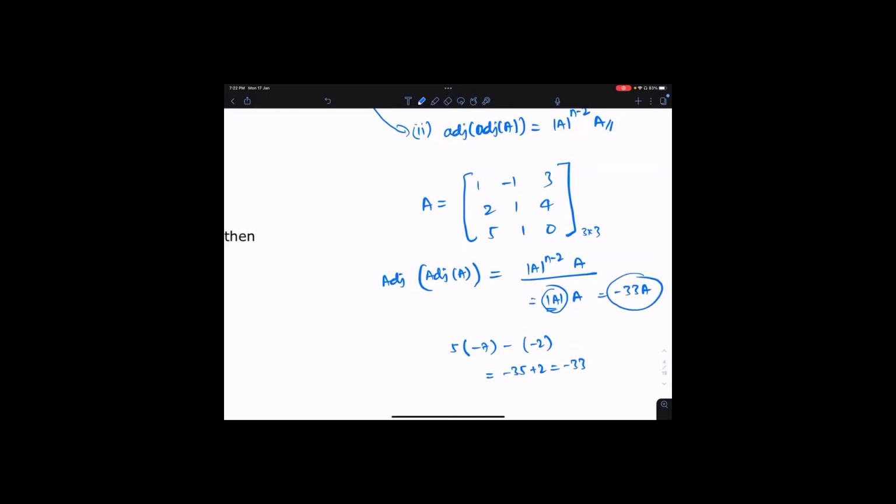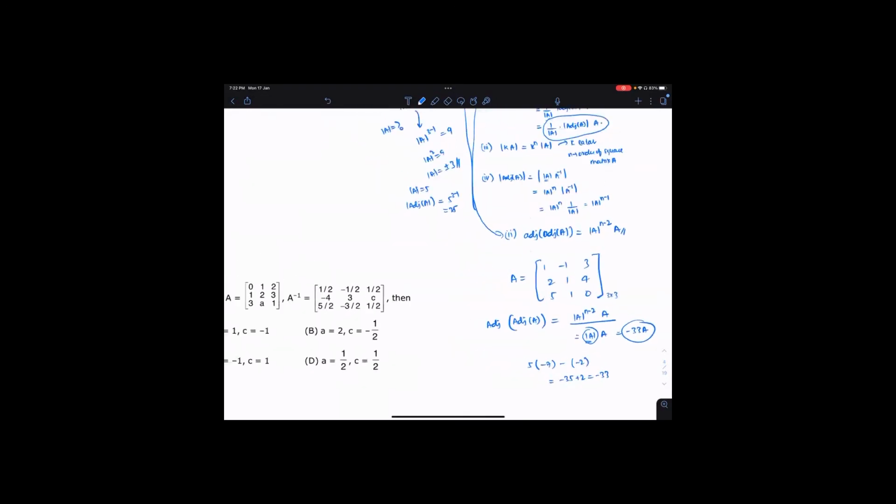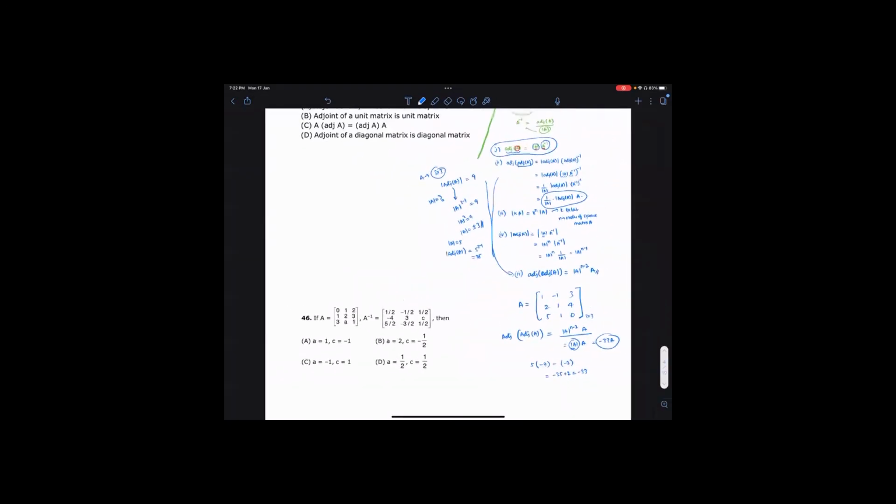Keep that in mind. This is one important rule. Fine.